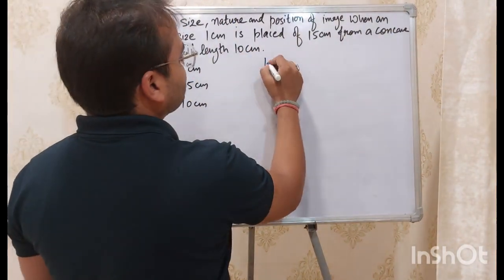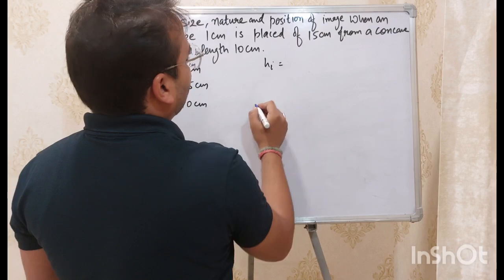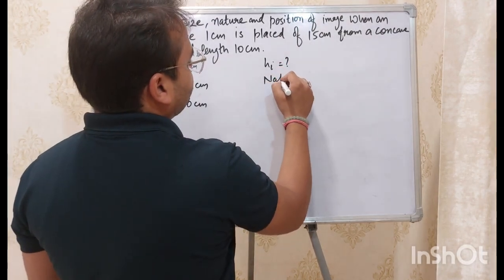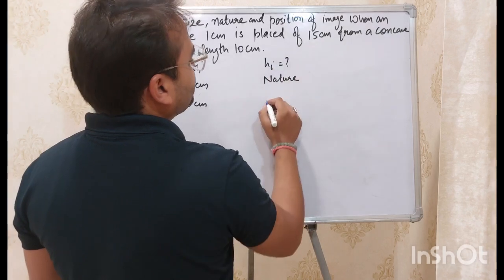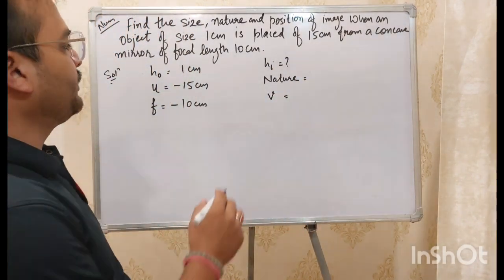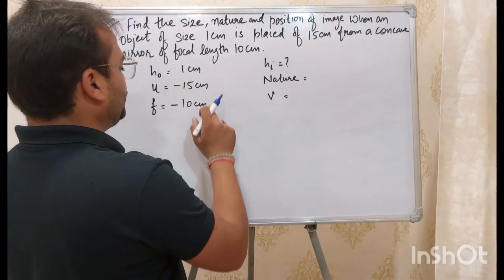First of all, the size, that means HI, is required to find out. Nature is required to find out, and then the position of the image, that means V, is required to find out. So what kind of nature is going to be formed? We are going to compare the values U and F.